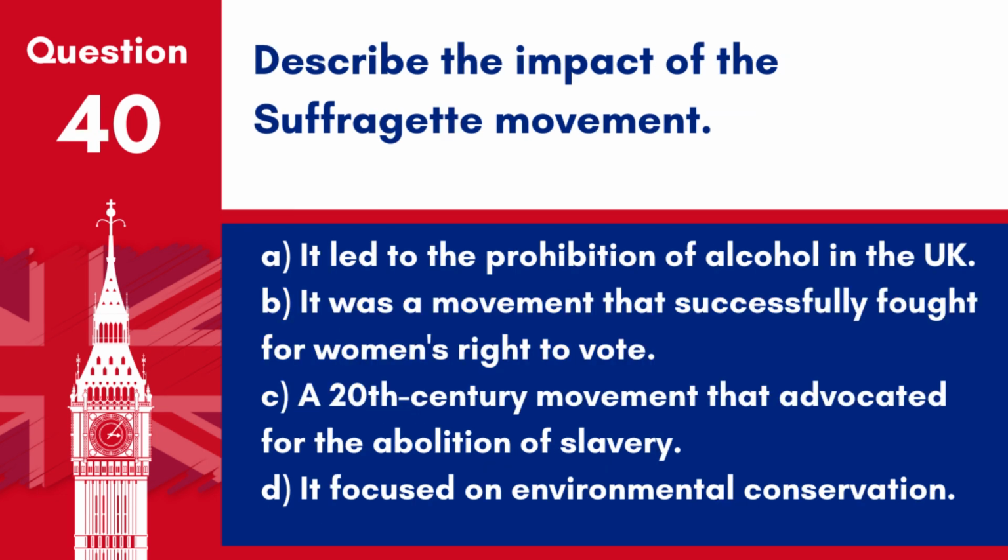Question 40. Describe the impact of the suffragette movement. A. It led to the prohibition of alcohol in the UK. B. It was a movement that successfully fought for women's right to vote. C. A 20th century movement that advocated for the abolition of slavery. D. It focused on environmental conservation.